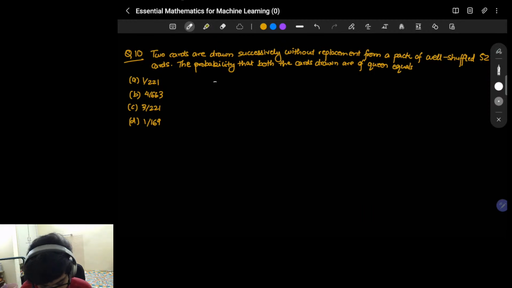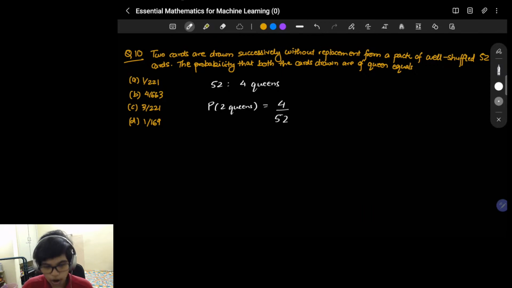So if in 52 cards in a pack of cards we have 4 queens, so probability of getting 2 queens, when we draw the first card out, we have 4 options for getting the queen and total 52 cards. Then when we draw the second card, we only have three options for the queens because we have already drawn the first one as a queen, and then only 51 cards are remaining. So this is the probability, and if we simplify, this comes out to be 1 over 221. So this is the answer.